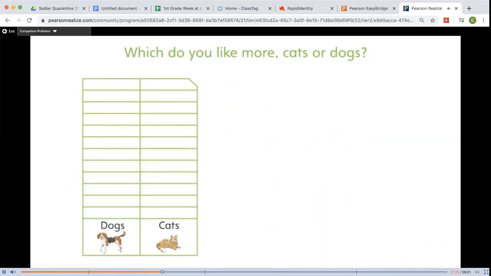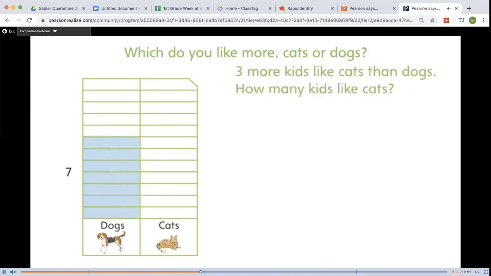In another first grade class, my friend Seth asked his classmates the same question. He told me that in his class 7 students like dogs. I showed that in my chart. Then he told me that 3 more kids like cats than dogs. I wondered how many of his classmates like cats.